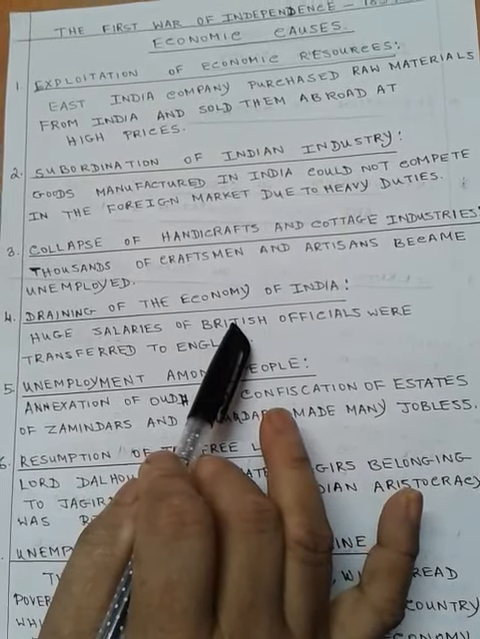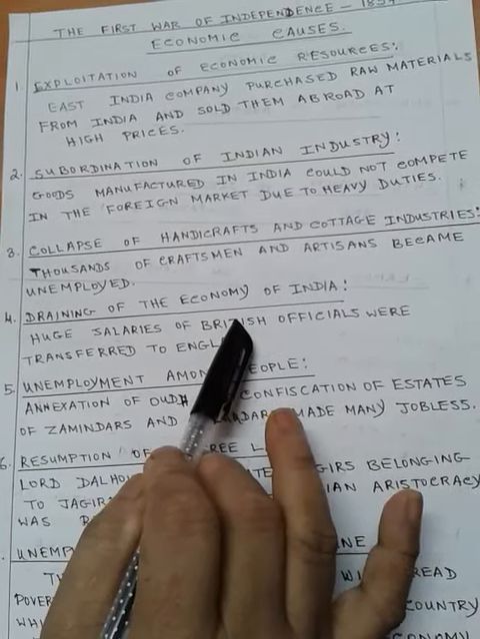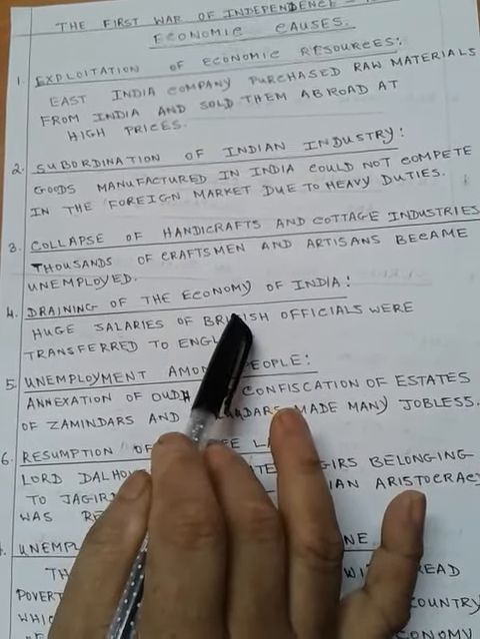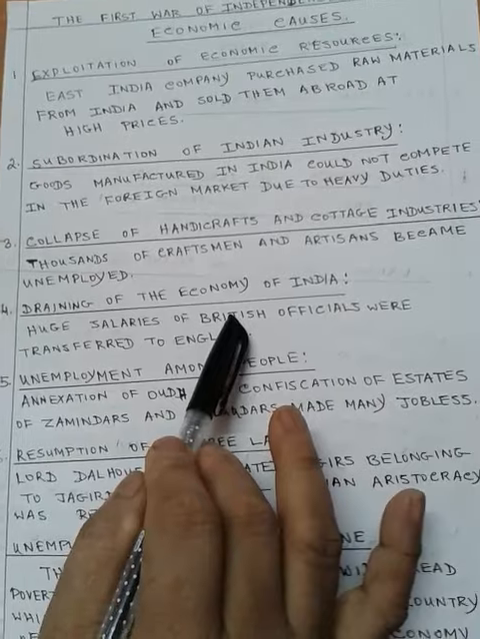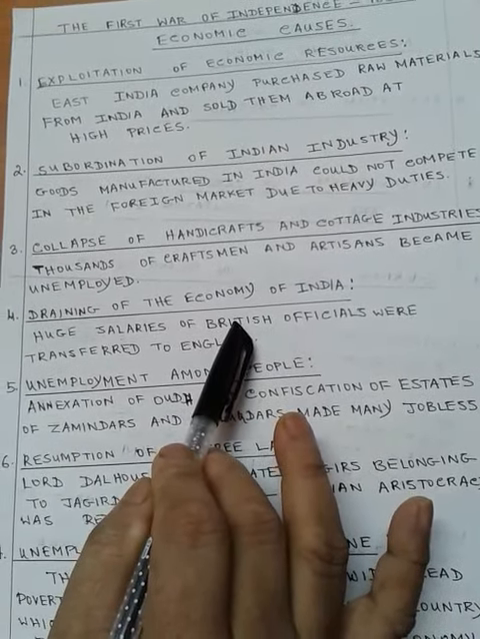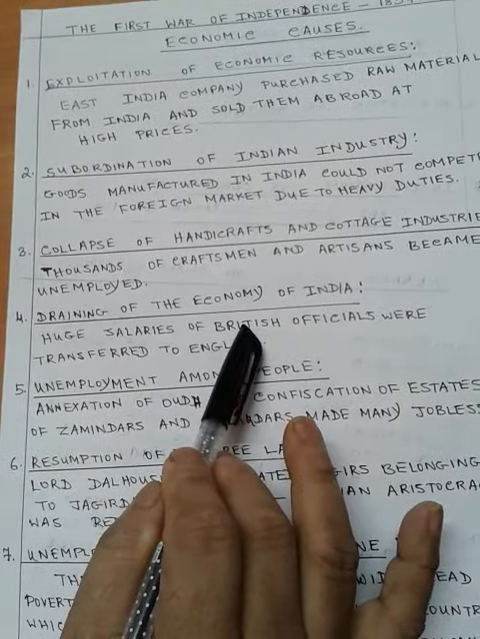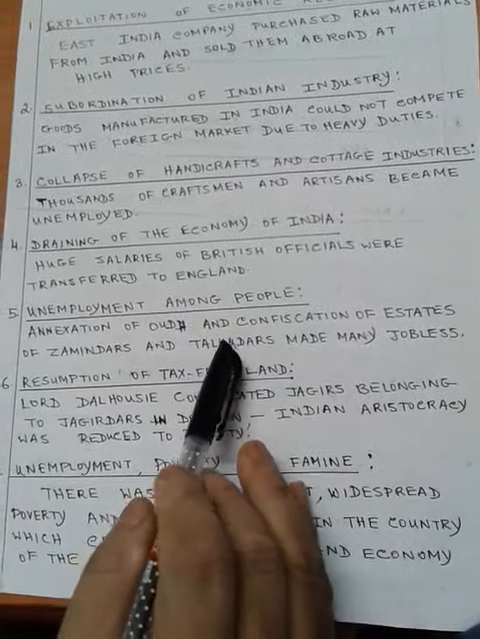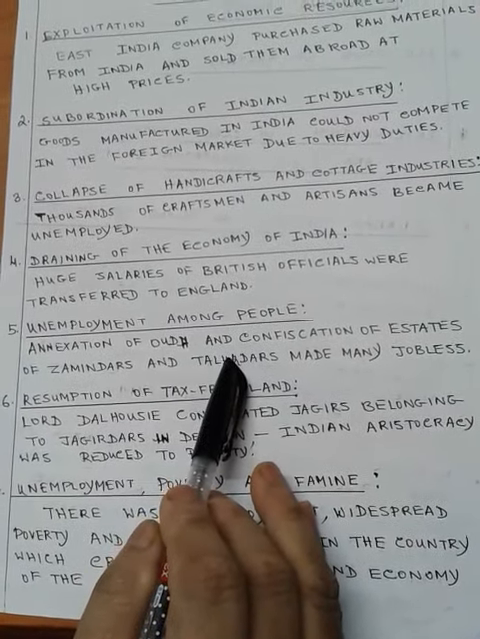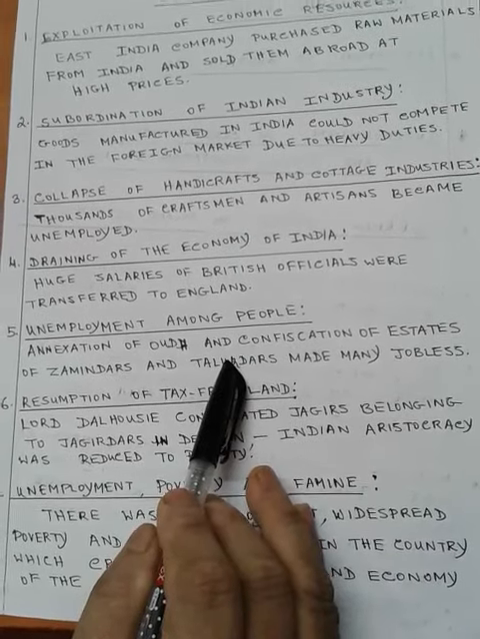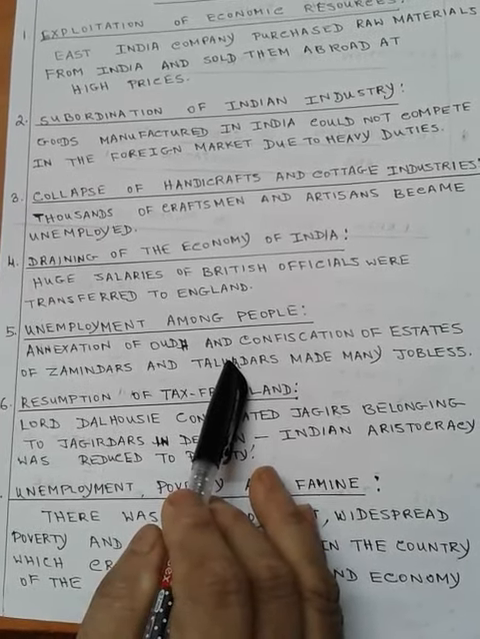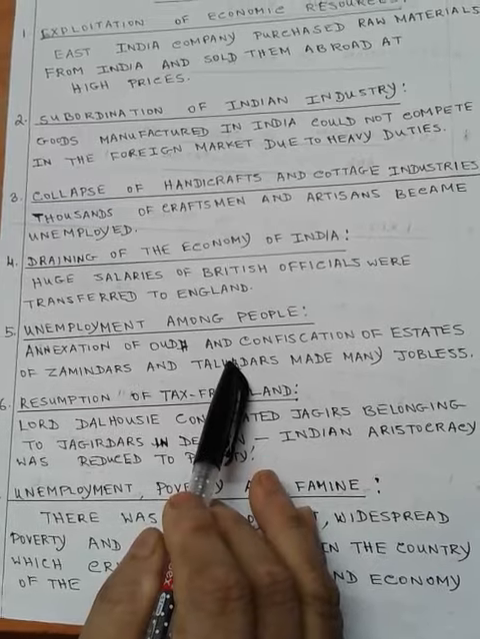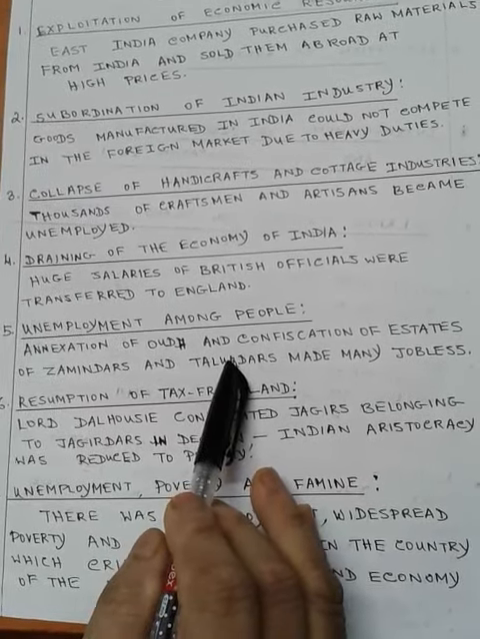Besides exploiting the Indian economy through commerce and trade, the British also exploited it in many other ways. For example, the British officials were paid huge salaries which were taken to England. Next comes unemployment among the people. Due to Dalhousie's policy of annexation, many Indians lost their jobs. When Lord Dalhousie annexed Oudh, the estates of zamindars and talukdars were confiscated by the British.